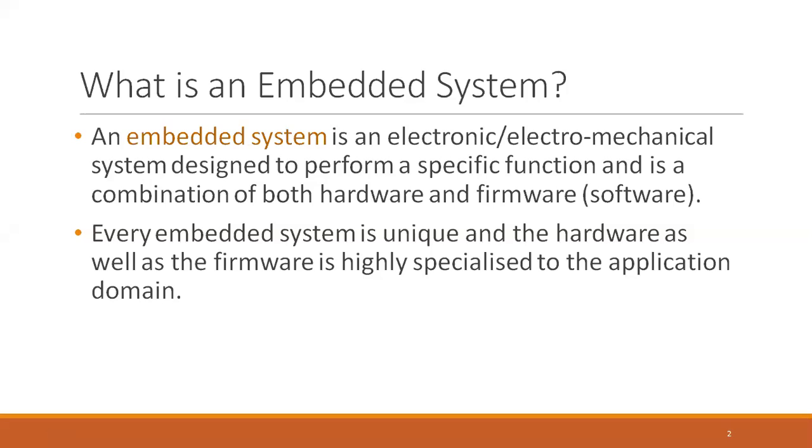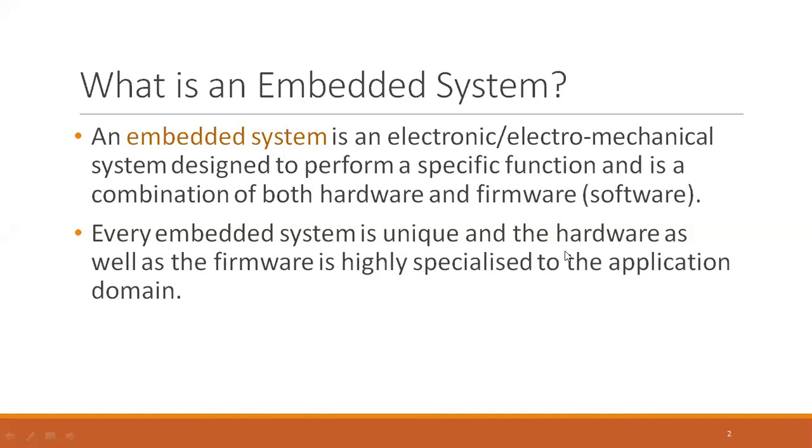I have told you that we used to call it burning. I am flashing an operating system on a mobile device. We say that we are flashing it, but on a desktop machine or a laptop, we call it installing an operating system. Okay, that is what an embedded system is: an electronic or electromechanical system designed to perform a specific function and is a combination of both hardware as well as firmware.